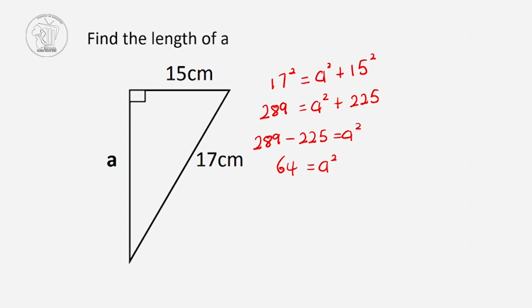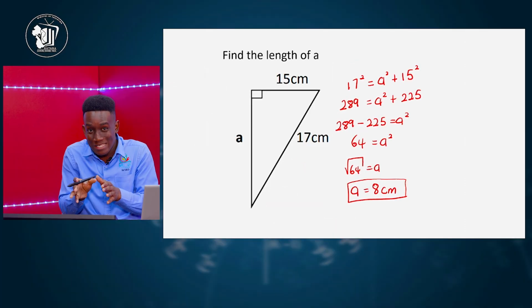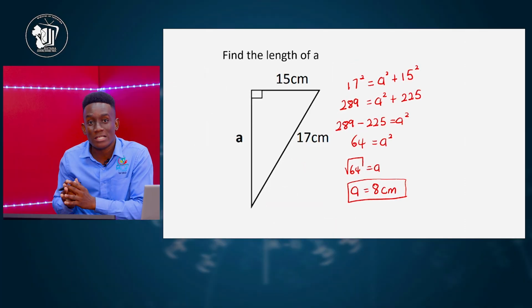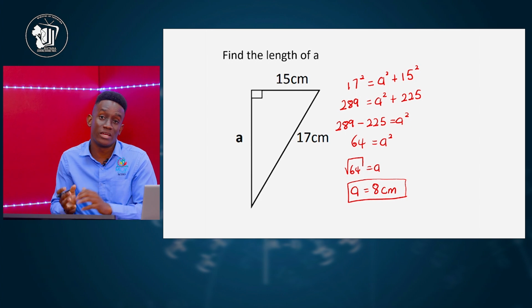So of course we want to solve for a, so we take over the square, or we can say we take the square roots of both sides, however you want to look at it. When we take over the square root, it becomes the square root of 64 is equal to a. Hence a would be equal to, when we square root 64, a value of 8. So a is equal to 8 cm. And that is how we answer this question. So in this example, we were not asked to find the longest side, we were asked to find the other side.